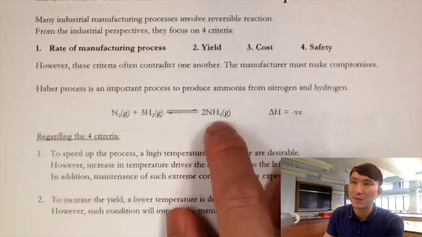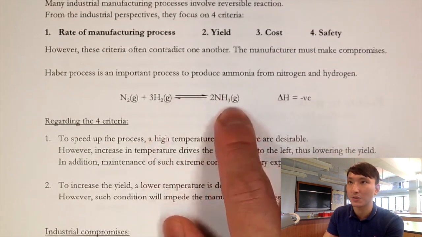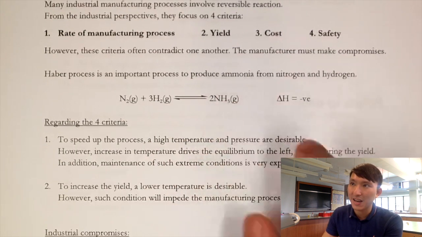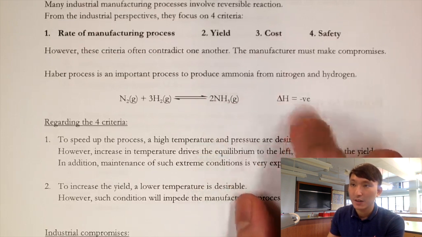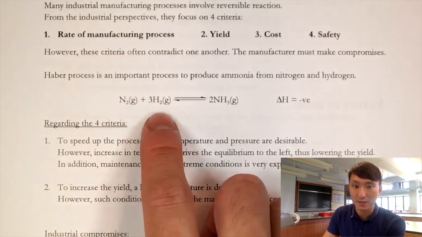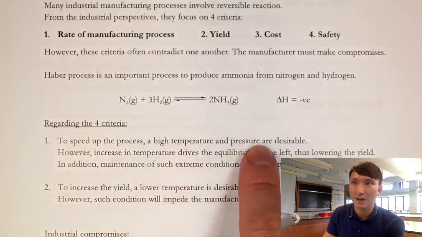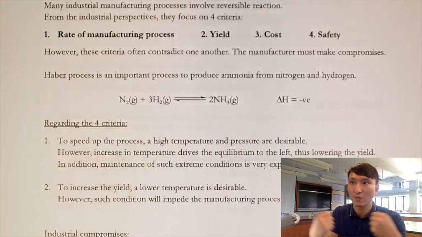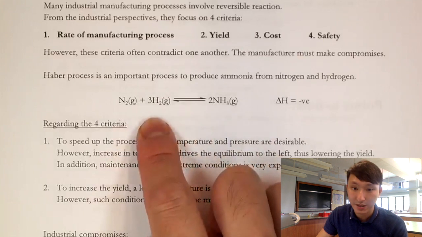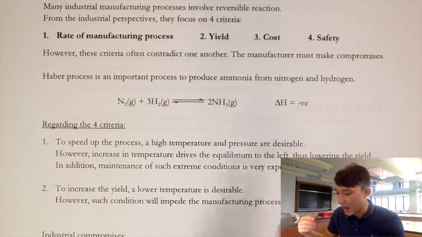For example, this is a very famous industrial process, the Haber process, which is used to make ammonia, and ammonia is used to make fertilizer, nitric acid, something like that. And this is an exothermic reaction. Now, let's look at the first criterion. If I want the reaction to go as fast as possible, then we should have a very high temperature and a very high pressure, right? The higher the temperature, molecules collide more frequently, so faster reaction. A higher pressure means a higher concentration of the reactants, so again, increased collision frequency. Okay, now that would be the best.